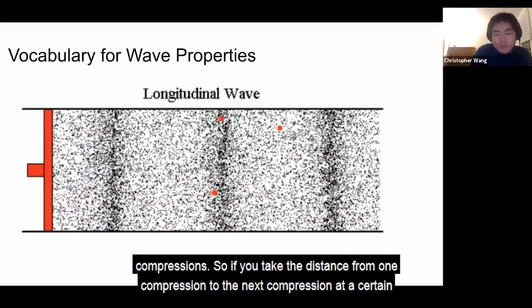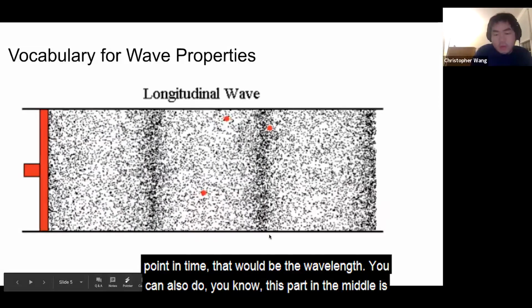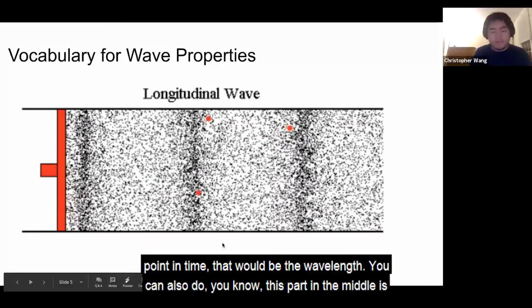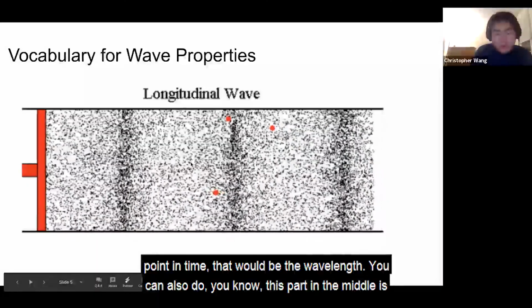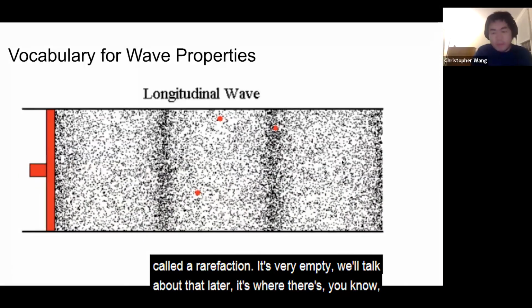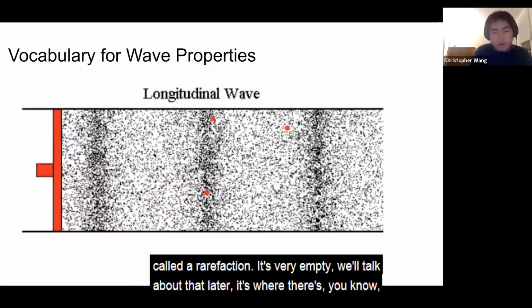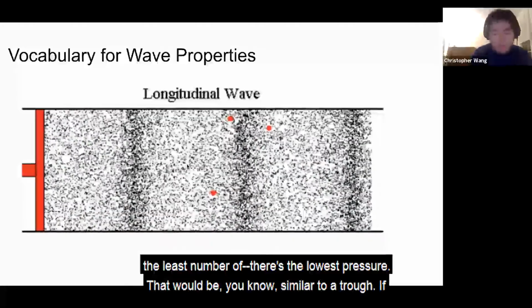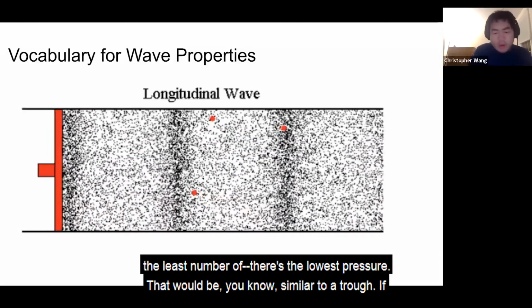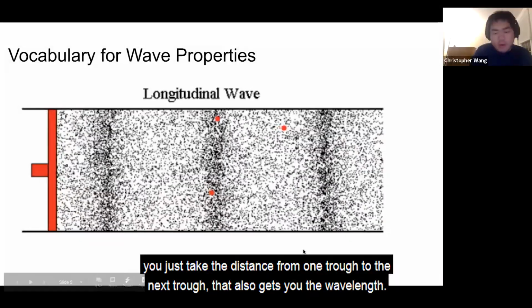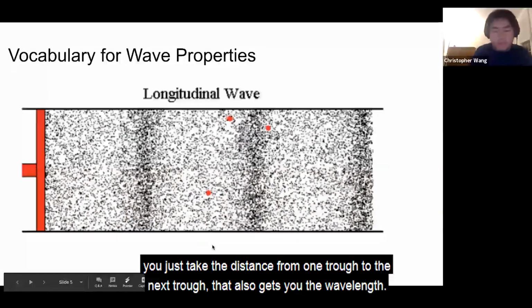So if you take the distance from one compression to the next compression at a certain point in time, that would be the wavelength. You can also do, this part in the middle is called a rarefaction. It's very empty. We'll talk about that later. It's where there's the least number of particles, the lowest pressure. That would be similar to a trough. If you just take the distance from one trough to the next trough, that also gets you the wavelength.